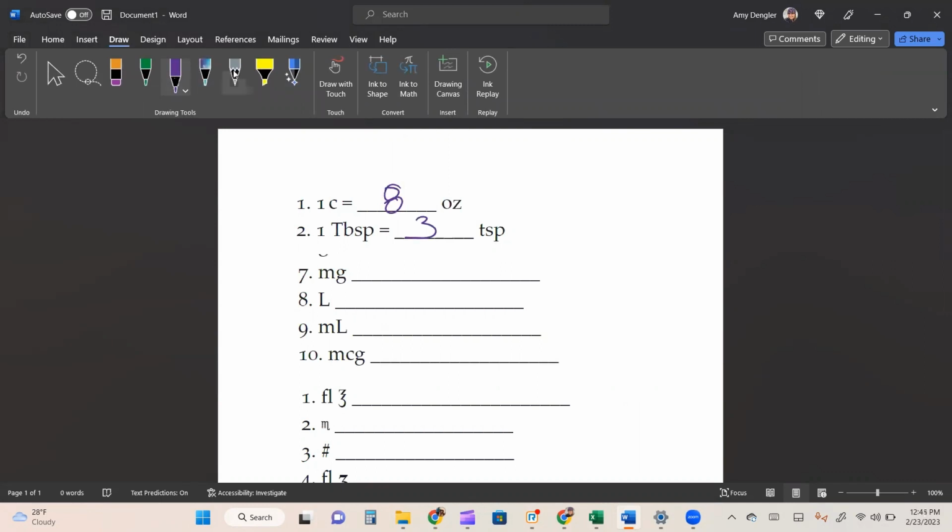The next part, they just wanted you to write out what those abbreviations mean. So for mg, it's milligram. For L, it's liter. For ml, it's milliliter. And for mcg, it's microgram.